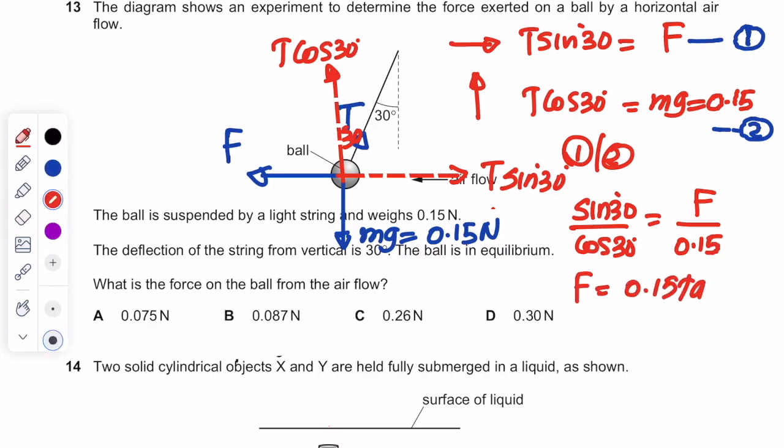0.15 tan 30, you will get 0.087 Newton. Answer should be B.